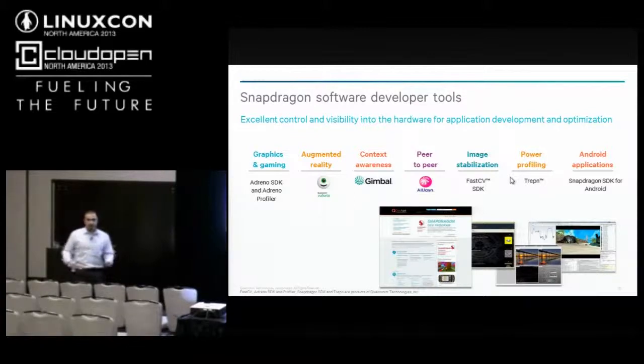Vuforia I talked about; this is an augmented reality framework. If you're creating augmented reality applications, you can take advantage of that. FastCV is for computer vision. Gimbal is for contextual awareness. This is the idea that your device knows exactly where it is, what it's doing, and even where it's facing. So there's a ton of things you can do with that.